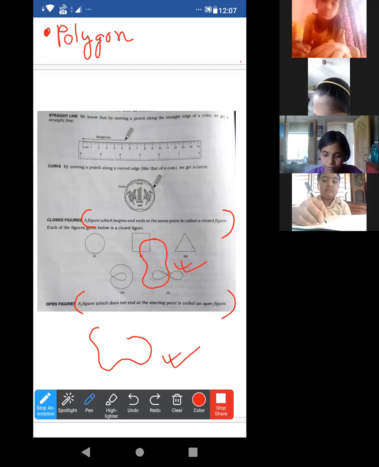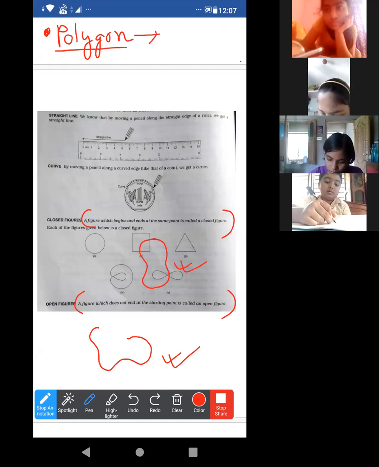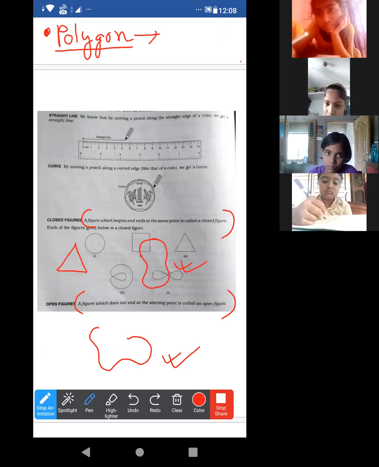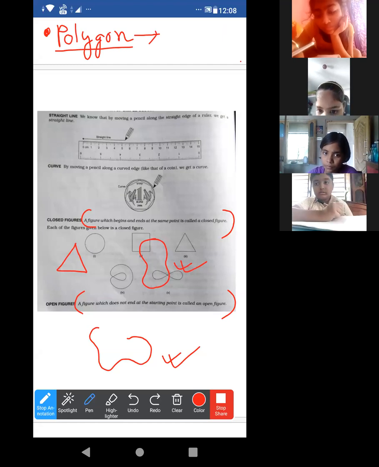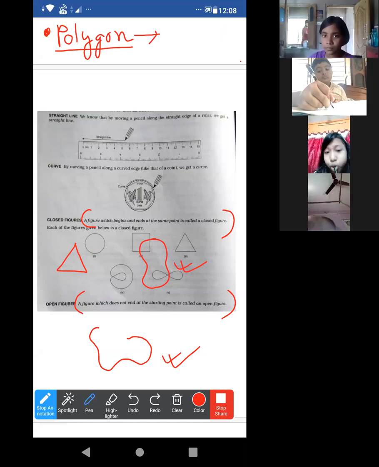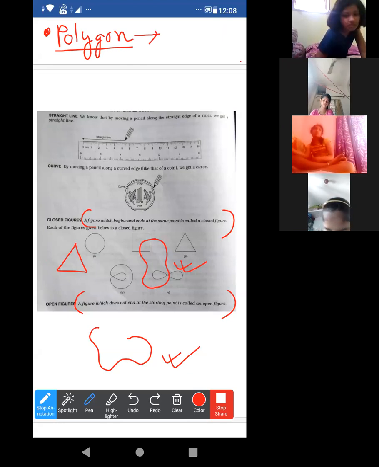Before starting polygon, let me say one thing. If we draw this figure, then this is a triangle. All of you know this, right? This one is a triangle, Ishika? But this is also a closed curve. Yes or no? Yes, because look, there is no gap. This one is also a closed curve. Understood too? Trisha, Shampriti, understood? Okay.